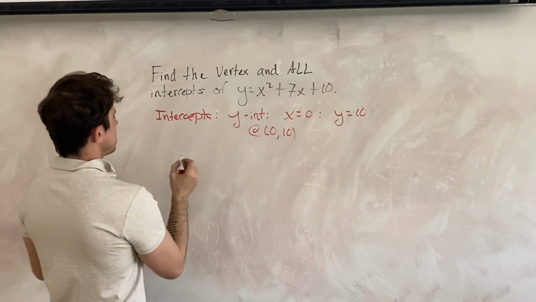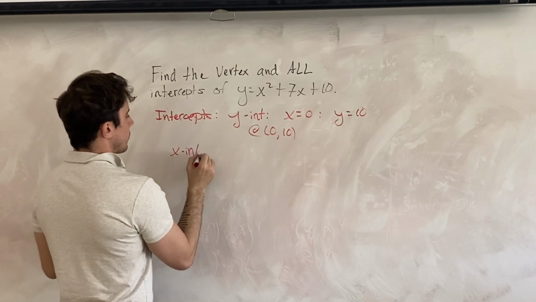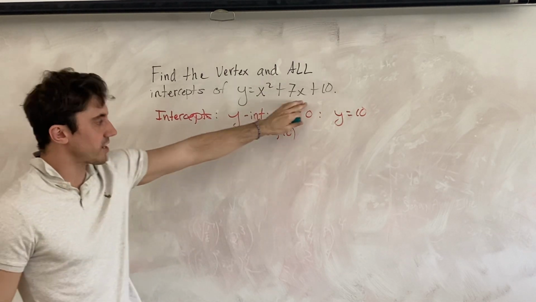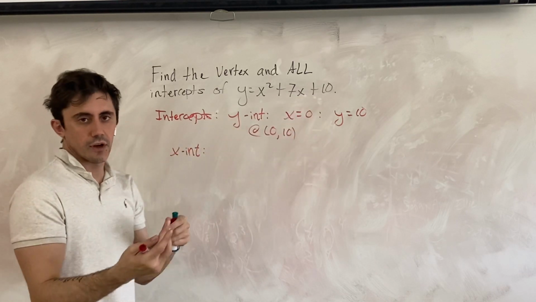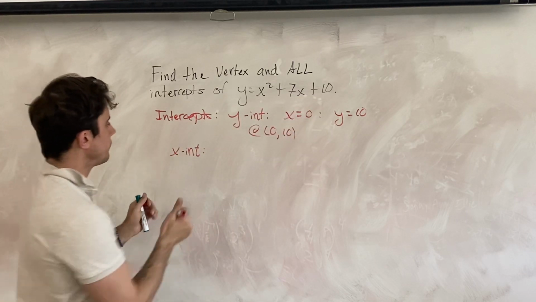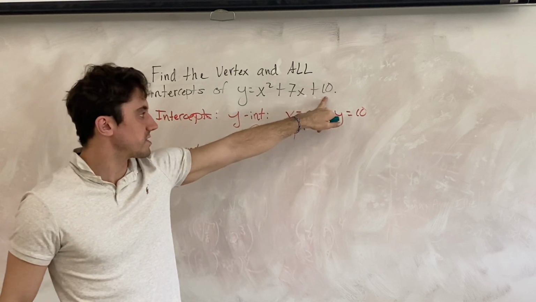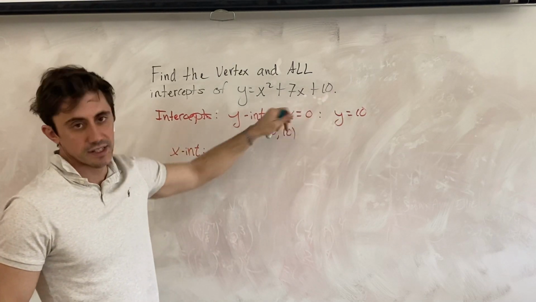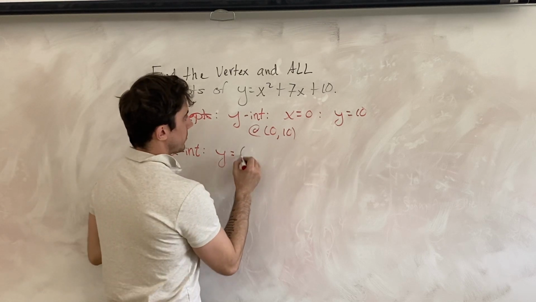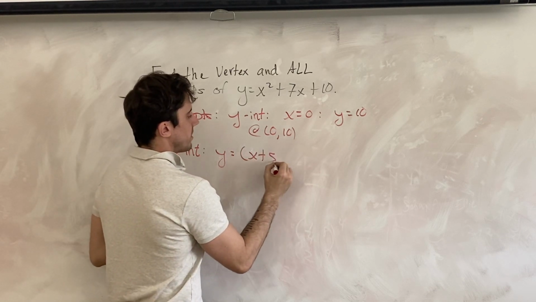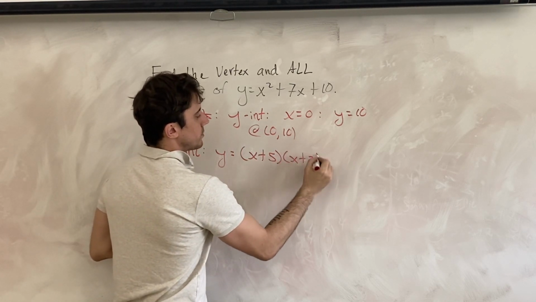Now our x-intercepts, those are our roots, and so we find those by factoring this quadratic and then solving it in factored form. So we think, back to grade 10, two numbers that multiply to make 10 and simultaneously add to make 7, right? That'll be 5 and 2, so x plus 5, x plus 2.